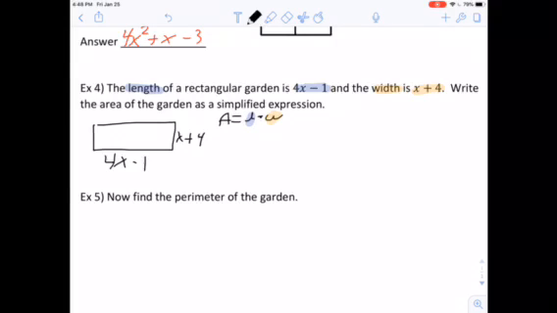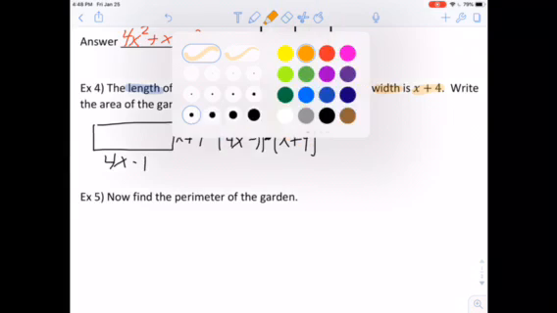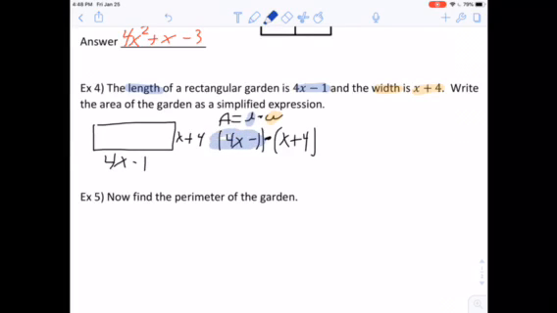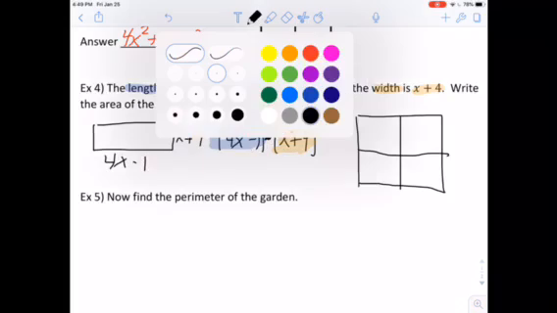Well, just get the two expressions into parentheses. Here's my first expression. I'm going to multiply this expression to the second one, x plus 4. So how do I multiply this? Well, let me use my box. Here's my box. Box method.